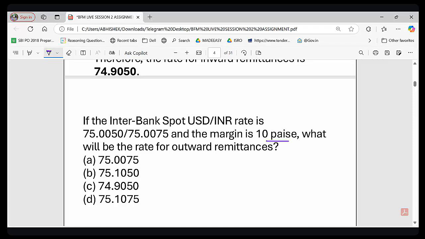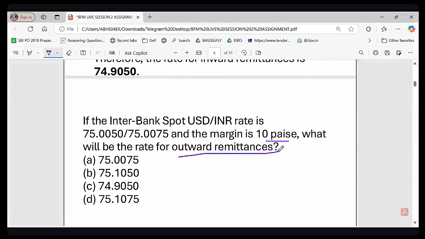This rate is used because the keyword here is outward remittance. For outward remittance, the bank sells foreign currency. Outward remittance, what does the bank do? Bank sells foreign currency, right? So for outward remittance, do we add or subtract the margin? Think carefully and answer in the chat.